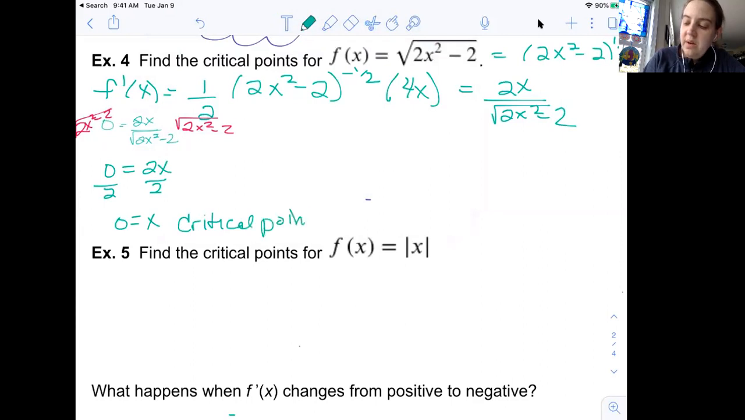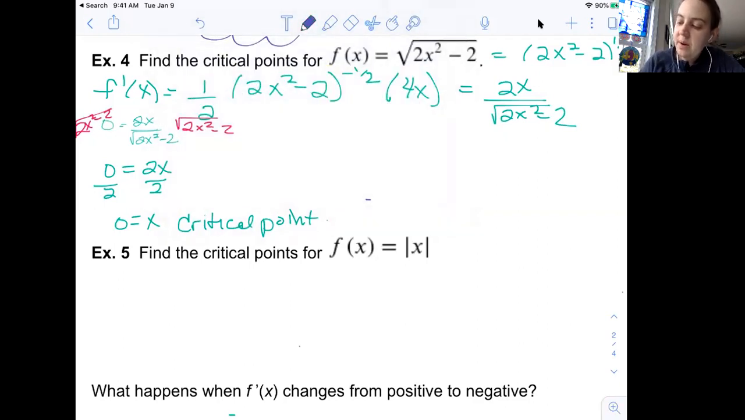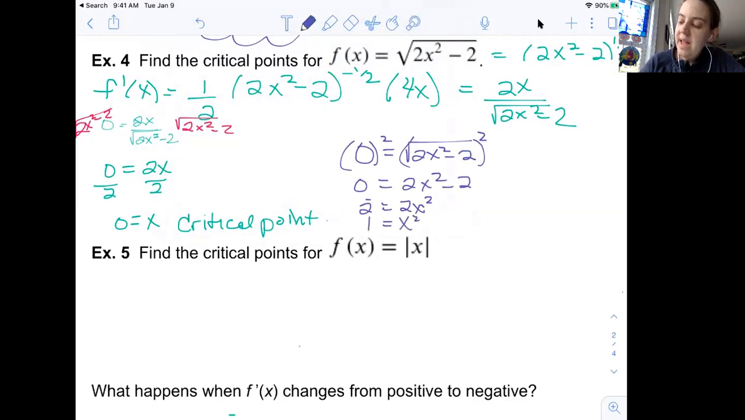But the other thing you have to worry about is the denominator. Where is this undefined? So we're going to have a second piece here. This time we set the denominator equal to 0. 0 is equal to the square root of 2x squared minus 2. Now, to solve this one for x, we square both sides. So 0 is equal to 2x squared minus 2. 2 is equal to 2x squared. And x squared is equal to 1. So x is equal to plus or minus 1.